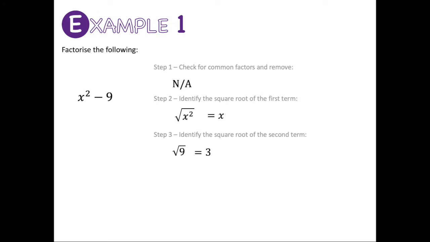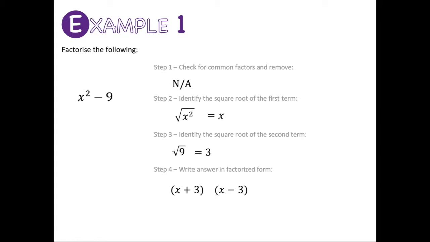So now that I've identified my two square roots of the terms from the original expression, I can write in factorized form. And that factorized form is going to be x plus 3 and x minus 3. So I'm using those two values identified in step 2 and step 3 to write in factorized form. So the factorized answer for x squared minus 9 is equal to x plus 3, x minus 3.